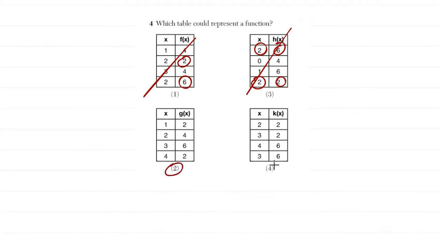And then just to make sure, answer choice 4, I see 3 being repeated twice as an input, but it's giving me 2 different outputs. Again, that cannot be a function. If it's a function, every single input should only give you one output. Otherwise, it's not a function.